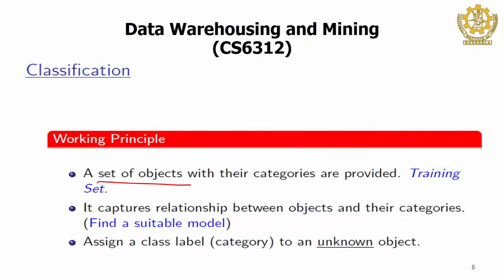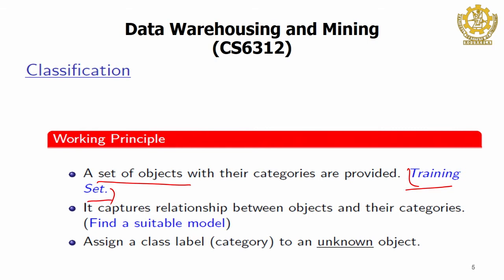But how does it work? That is the working principle. We will have a set of data objects with their categories defined, something called the training set. What is the training set? We have a set of objects along with their categories, any one of the predefined categories mentioned, and that is something called the training objects.